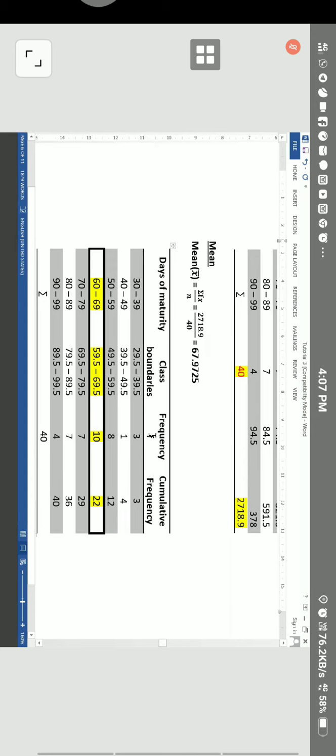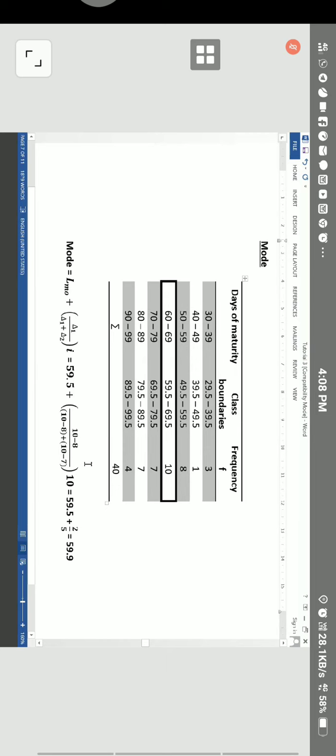First you look on your frequency column. You look at the highest frequency. So the highest frequency here is 10. So when you spot the 10, this 10 will be your class for mode frequency.